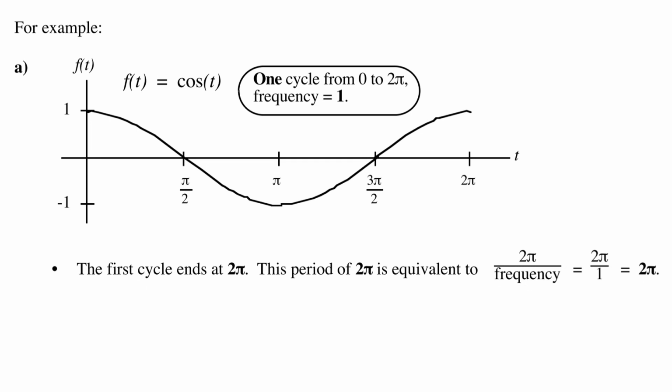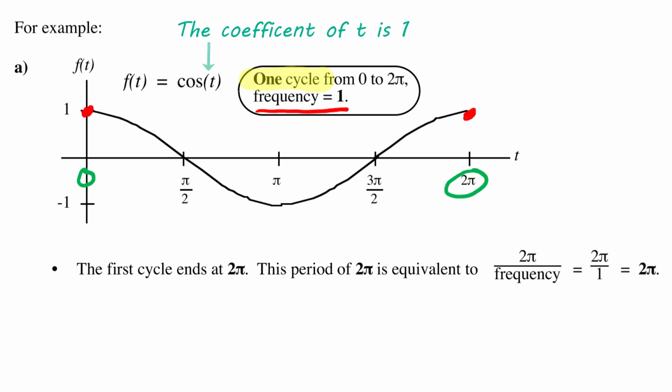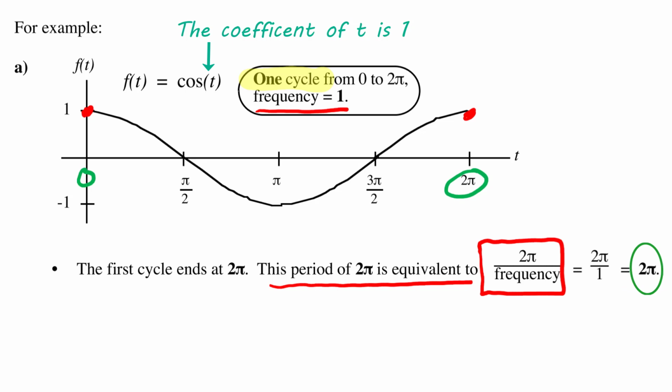Here we have f of t equals cosine of t. It starts at a maximum and ends at a maximum. It goes from 0 to 2 pi. So that is the period, 2 pi minus 0. Notice that the coefficient of t is 1, and that the period, 2 pi, could actually be thought of as 2 pi divided by that frequency of 1, which is, again, 2 pi.